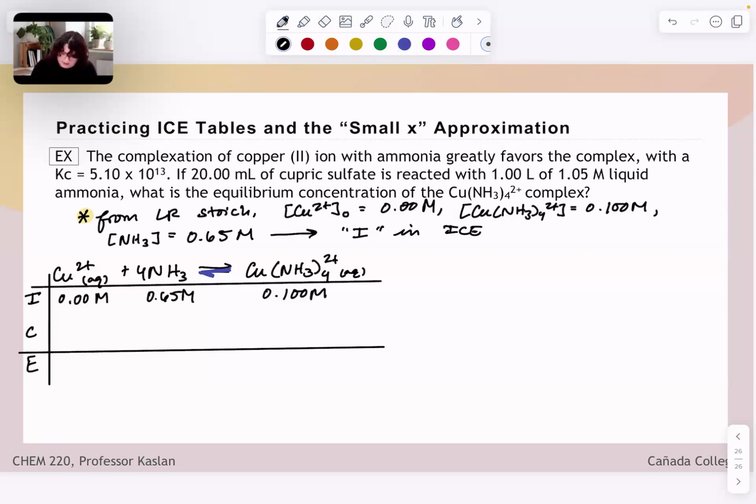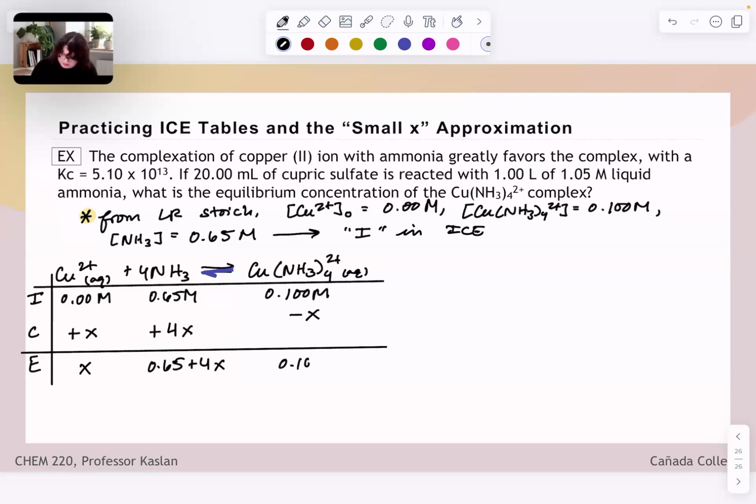So I know that my maximum amount of product is going to decrease by some amount X, which is then going to increase the amount of reactant present at equilibrium by some amount X for copper ion, because it's 1-to-1 with the complex, and by some amount 4X with our ammonia, meaning that at equilibrium, the concentration of copper ion is X, the concentration of ammonia is 0.65 plus 4X, and the concentration of complex is a little bit less than when we assume the reaction ran to completion.